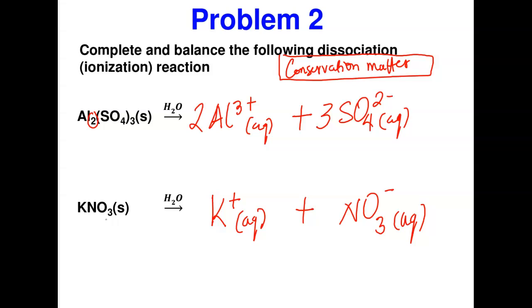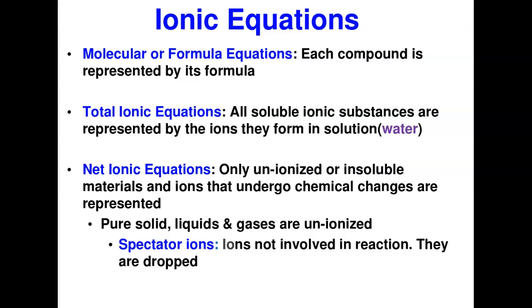So having known to write the dissociation equation of single compounds, how are we going to extend this to when reactions actually occur between 2 compounds? Now, before we do that, we're going to classify ionic equations into 3 types. The first one is the molecular or formula equation. The molecular or formula equation represents the type of equation whereby each compound is represented by its full formula. You write the full formula of the compound and the state in which it exists completely and balance it. That is what we mean by molecular or formula equation.